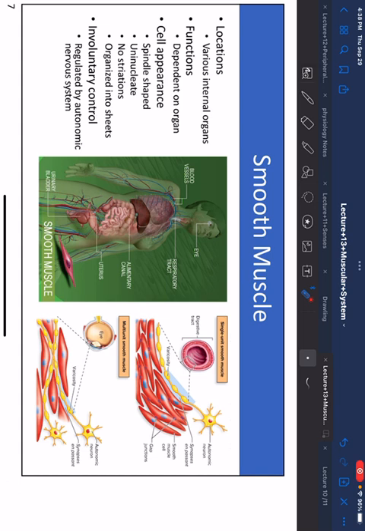In the alimentary canal or the digestive tract, there's smooth muscles that can contract to allow for the mechanical digestion of food and also the movement of food through that tube.